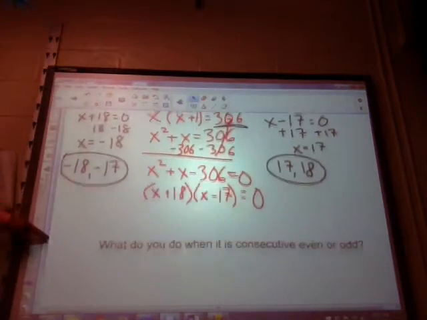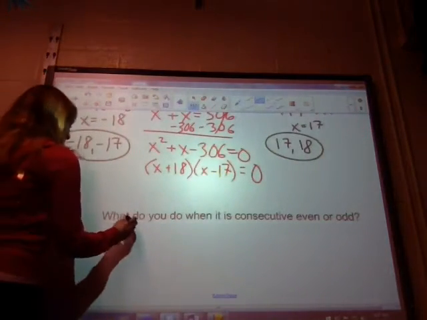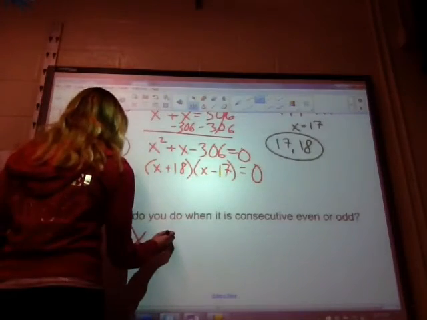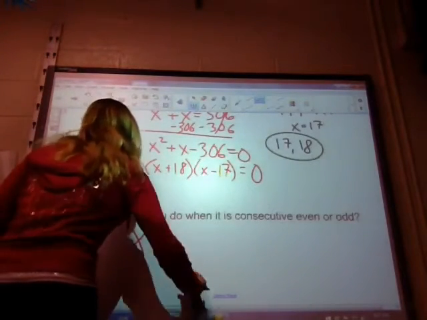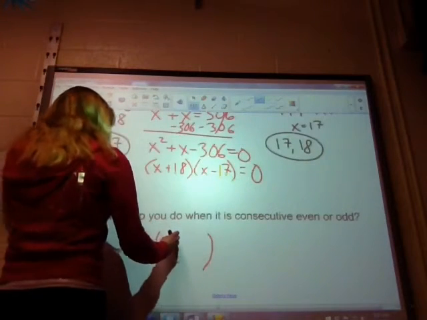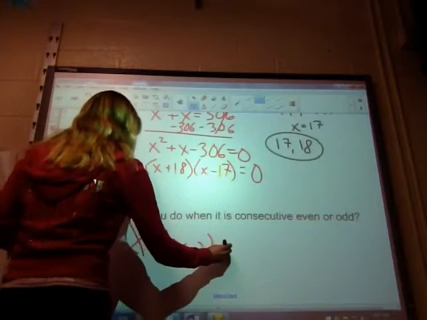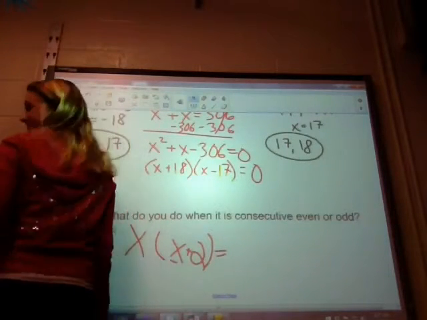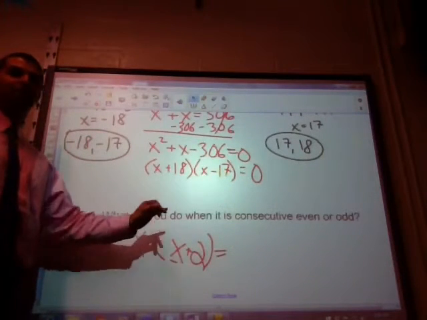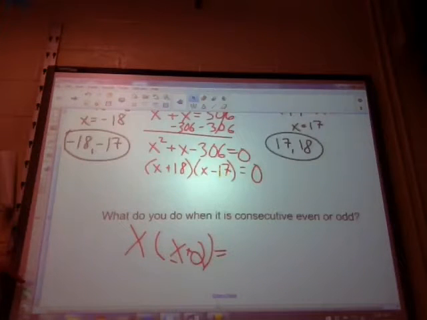So I'm going to have a guest tell us what you do when you have consecutive even or odd integers. X times X plus 2. And then you set that equal to whatever the product would be. And you distribute the same way. So the way that we deal with that is we start with the integer, and then the next even would be 2 away from it, the next odd would be 2 away from it.